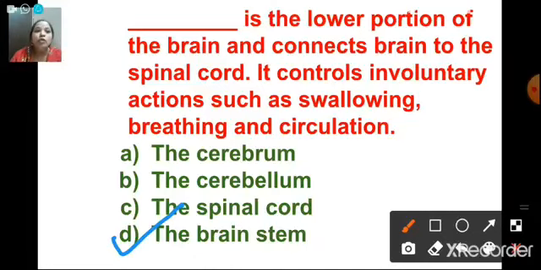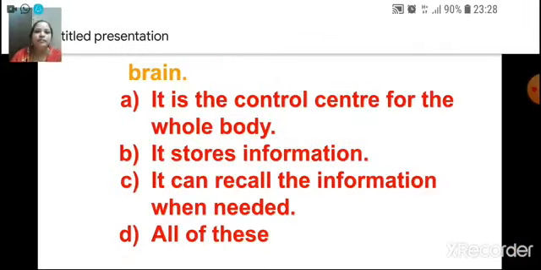And it also controls involuntary actions such as swallowing, breathing and circulation. Now we have already discussed about the involuntary actions, right? So let us see the next question.